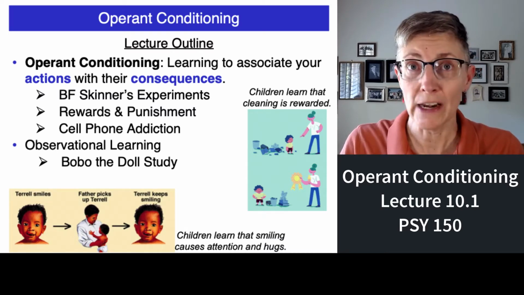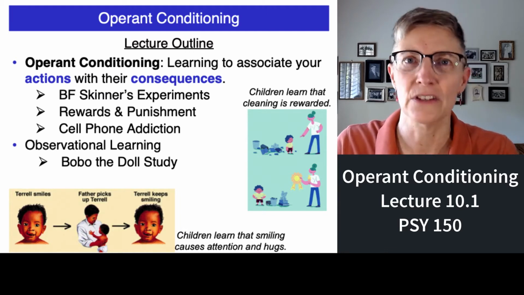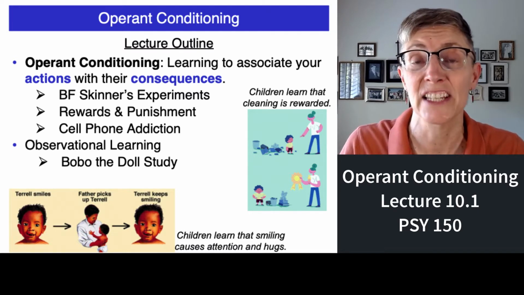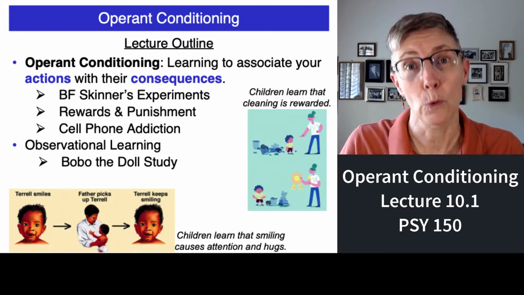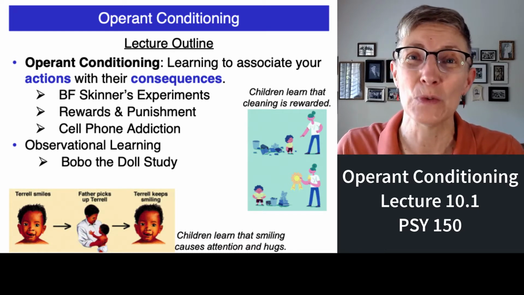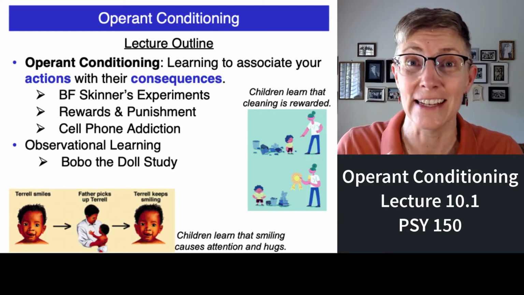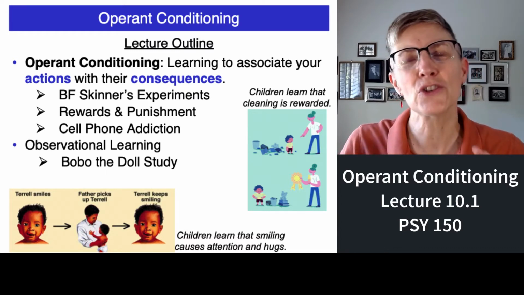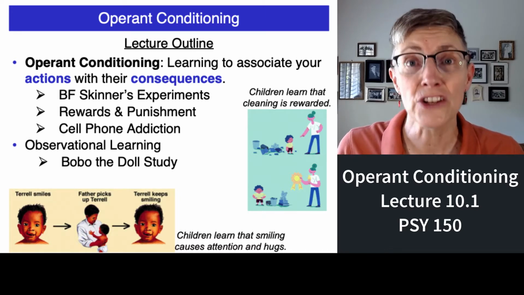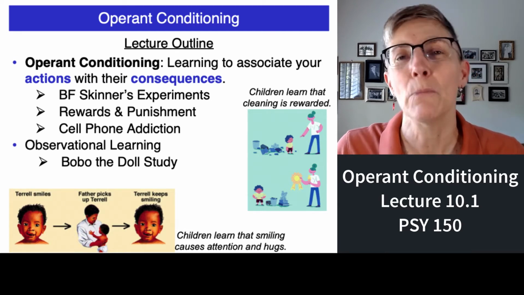So we're going to talk about operant conditioning. We're going to talk about the most famous person in operant conditioning, a researcher by the name of B.F. Skinner. We'll talk about rewards and punishments, how social media and your cell phones are designed to take advantage of operant conditioning to make you addicted to them. And then we're going to switch gears and talk about a different kind of learning called observational learning. And in observational learning, your children learn by watching what you do.